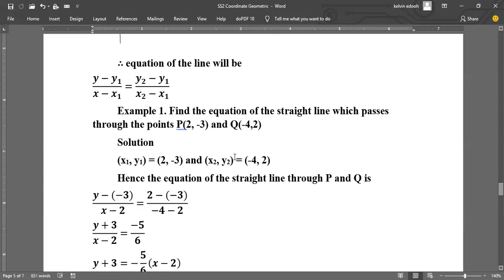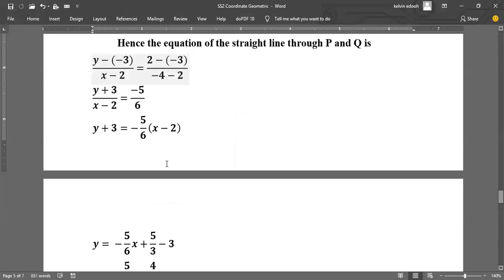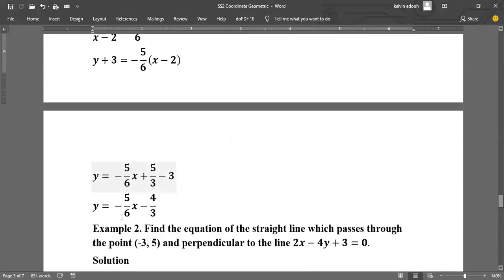So let's apply it now. If you apply that equation here, we're going to have y minus y1, and y1 is minus 3, so we have y plus 3, all over x minus x1, and x1 is what? 2, equals y2 minus y1, which is this, all over x2 minus x1, which is this. If you simplify that, you're going to have this equation here.